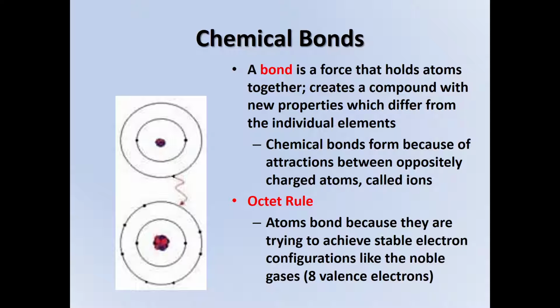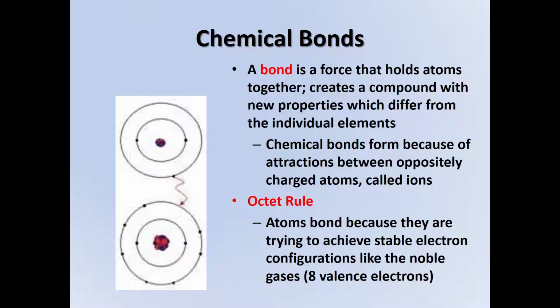Recall the octet rule. Atoms bind together or bond because they are trying to achieve a stable electron configuration like the noble gases. Besides helium and hydrogen, all the elements want 8. Hydrogen and helium only want 2. So every element is trying to get 8 valence electrons. I cannot stress enough how important the number 8 is. Except for hydrogen and helium that only want 2.